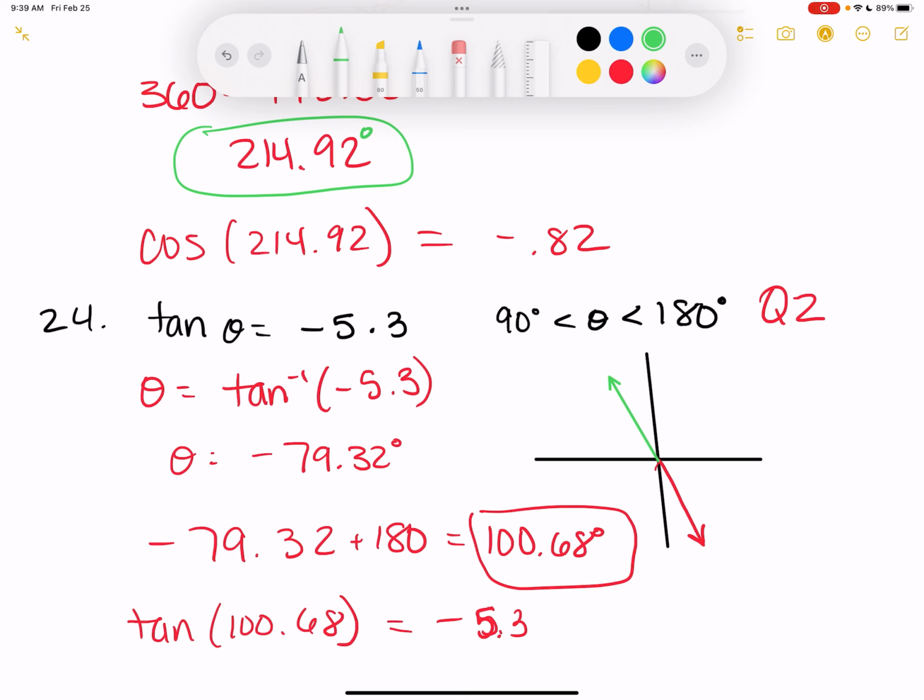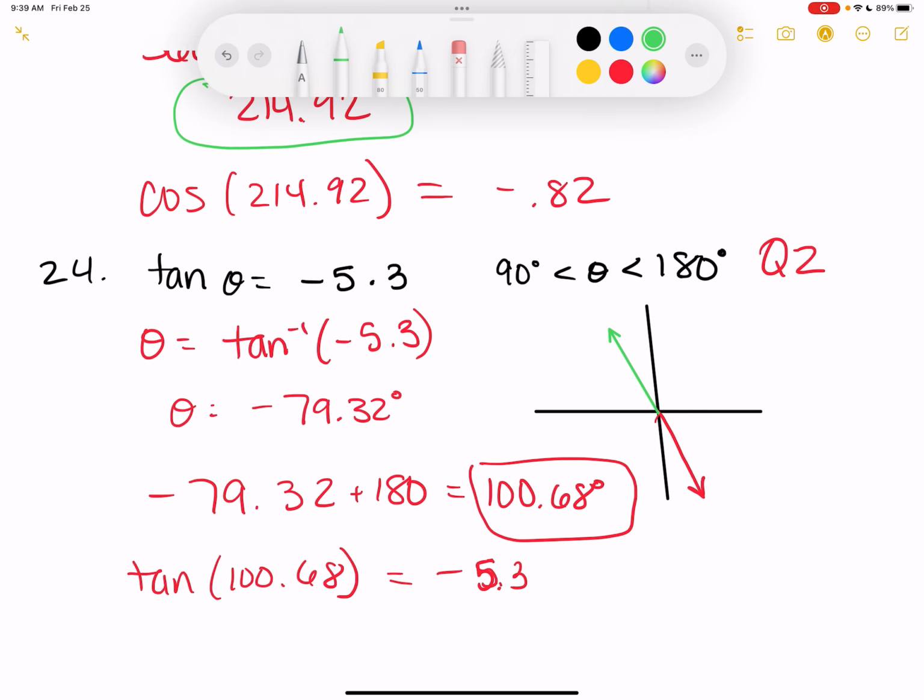Well, if you plugged this value in, you would also get this. If you plugged back in tangent of negative 79.32, you would get that answer. And if you plug in tangent of 200.68, you're going to also get that same thing that you started with, because they're supposed to be equivalent values.